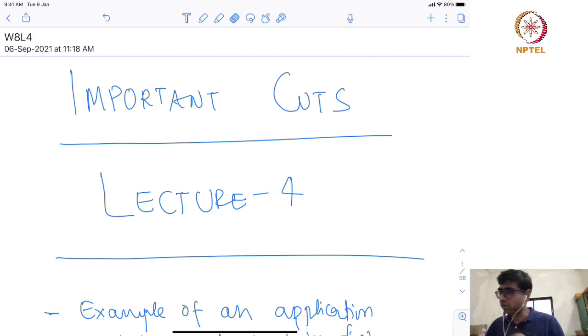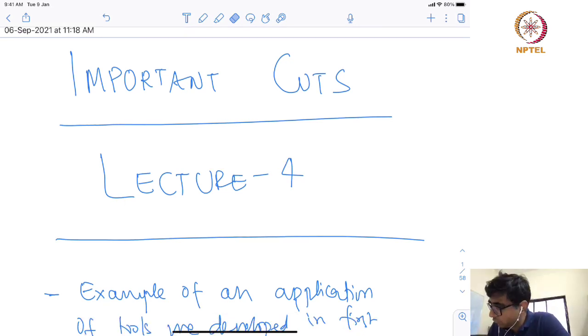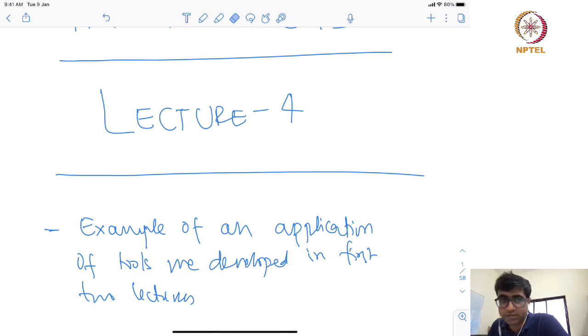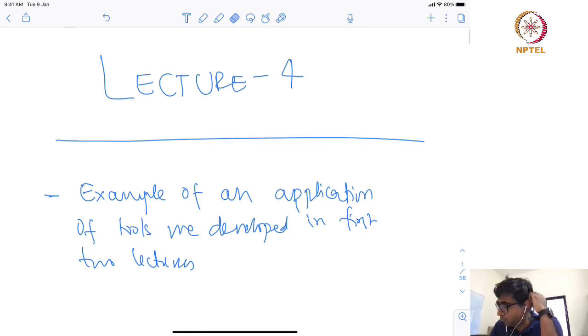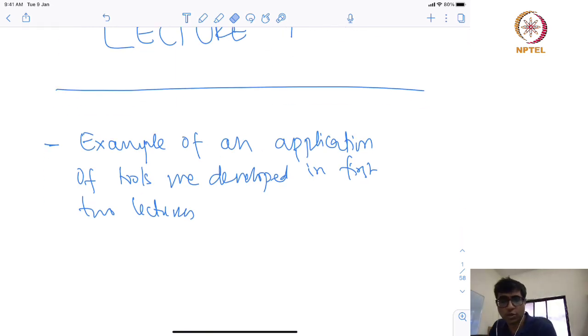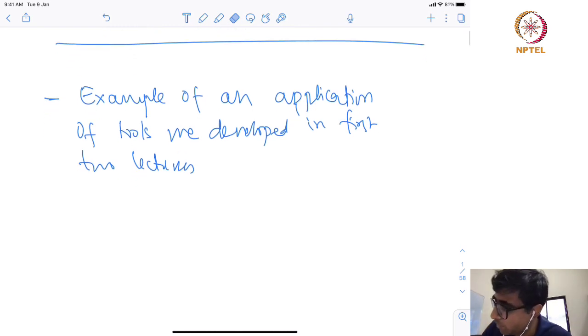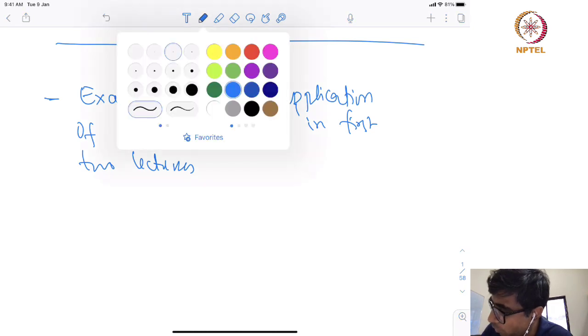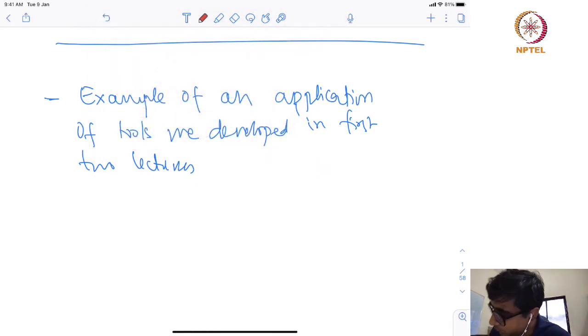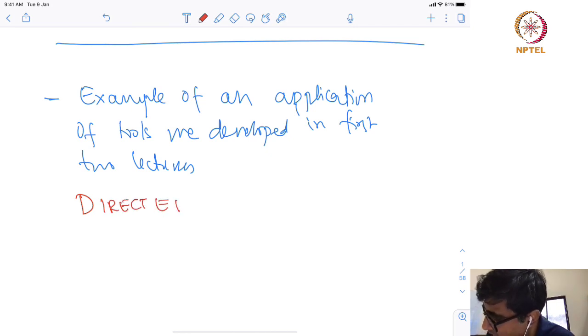Welcome to the last lecture on important cuts. In the first three lectures you saw about important cuts, and in this one we will use them to give another algorithm for one of the most important problems in parameterized complexity, whose parameterized complexity was an open problem for a long time, and that was directed feedback vertex set.